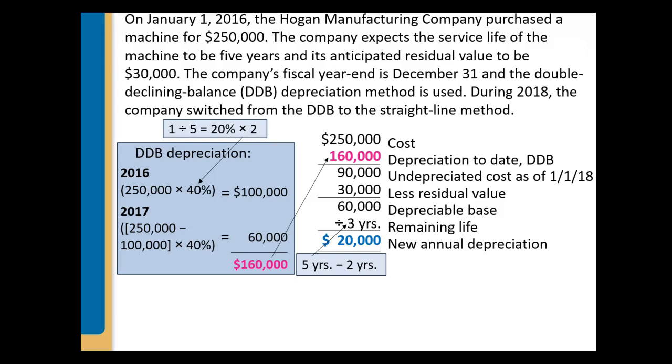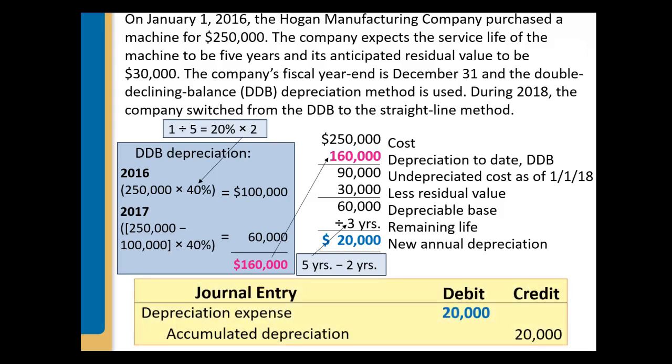Then we deduct the residual value of $30,000 from the undepreciated cost at the beginning of 2018, which now gives us a depreciable basis of $60,000. This depreciable base of $60,000 is divided by the remaining life of 3 years to arrive at the new annual depreciation of $20,000.